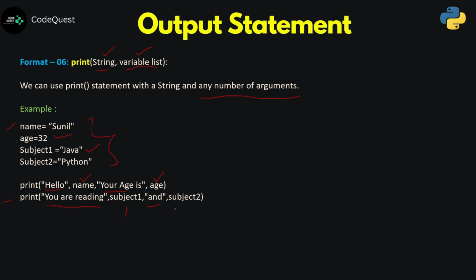And this is a string once again, and this is a variable. So at the end, this statement is going to give me hello followed by name, that is Sunil, followed by your age is as it is, and what is the age? 32. So this is the output of the first print, where the second print function is going to display you are reading the text message as it is, and subject 1 replaced as Java, and subject 2 is replaced with Python.